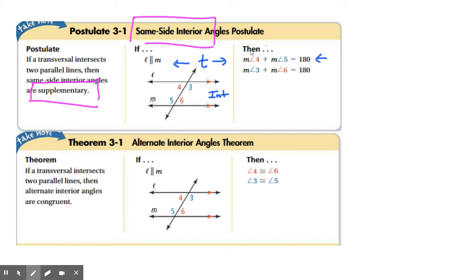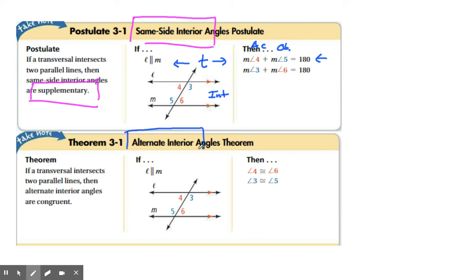And again, notice angle 4 is acute and angle 5 is obtuse. And when you add the acute and the obtuse, you get 180. Same thing here, angle 3 and angle 6, obtuse, acute, they add to 180.